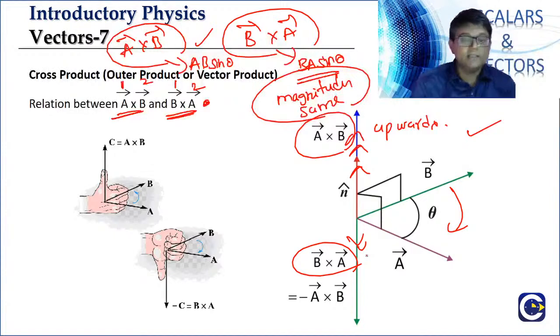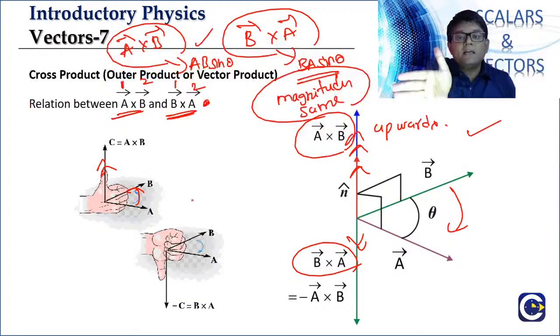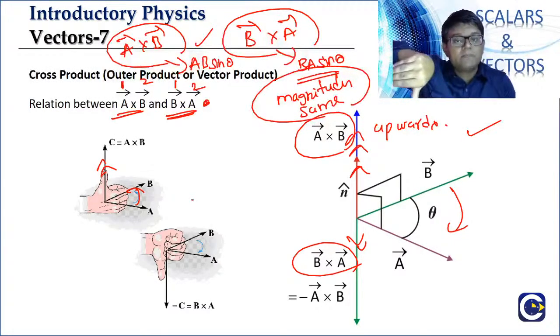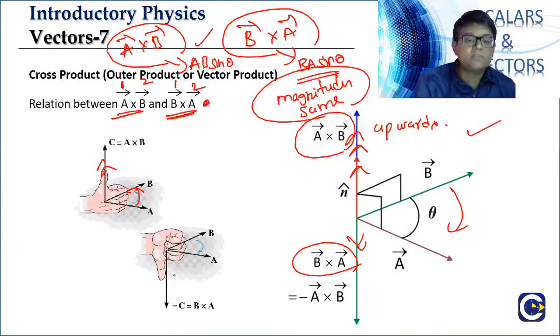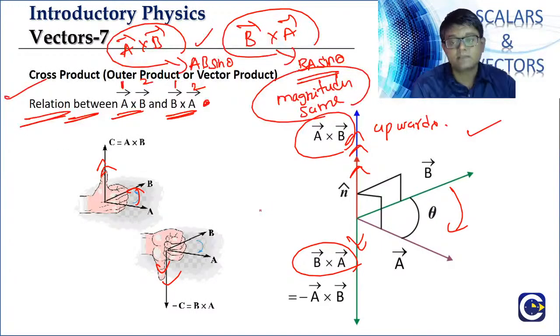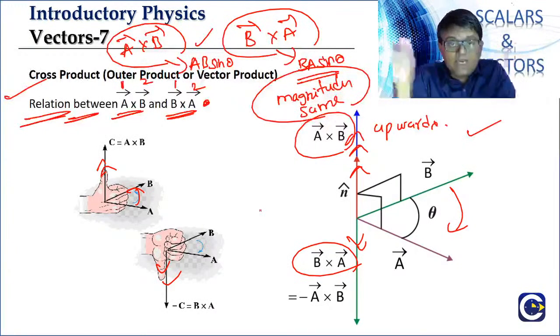I can show you. Look at this. Here A cross B has the thumb pointing up. If you do B cross A, we cannot curl fingers by keeping the thumb up. The other option is keeping the thumb down. We can curl fingers from B bar to A bar, and here the thumb is pointing downwards. I use this to explain the direction concept a little more clearly.